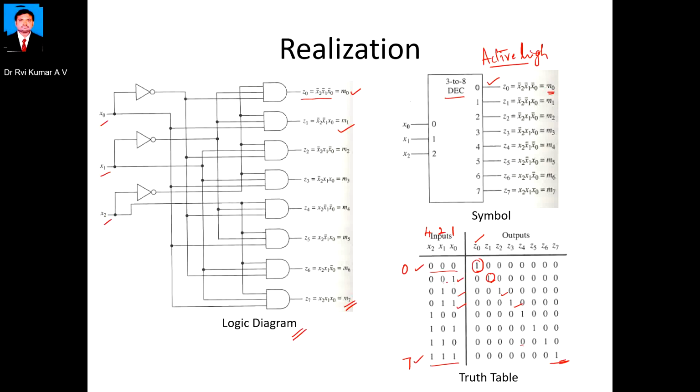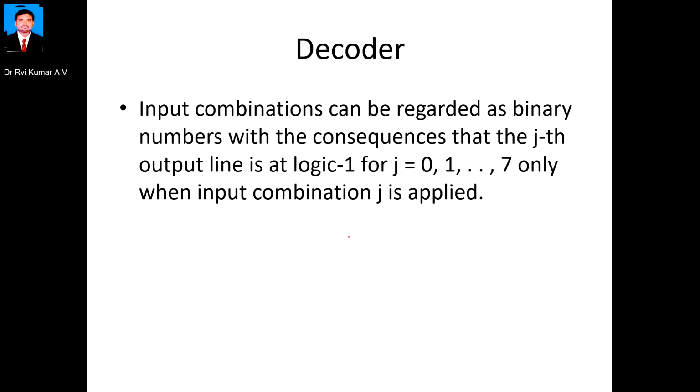So the operation, as we understand, is that we give the input combination and it is decoded into any one of the 2 power n output lines. So the input combination can be regarded as a binary number, with the consequence that the jth output line is logic 1, for j equal to 0 to 7, only when input combination j is applied.